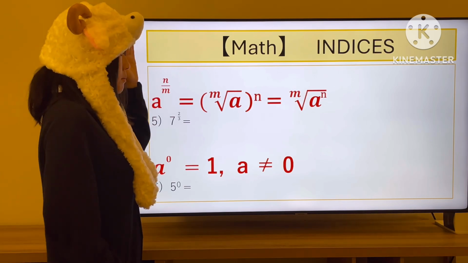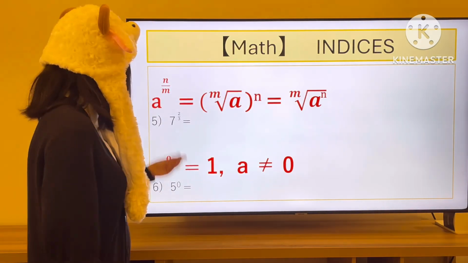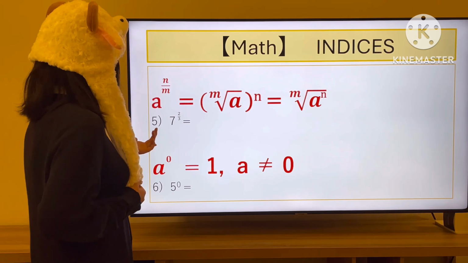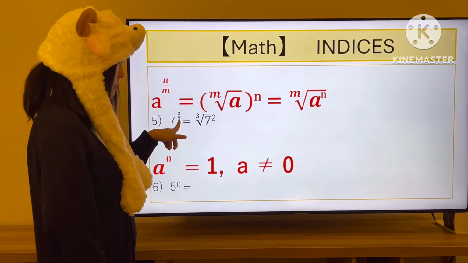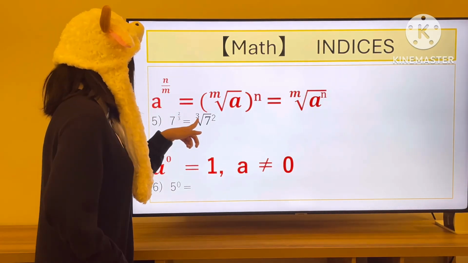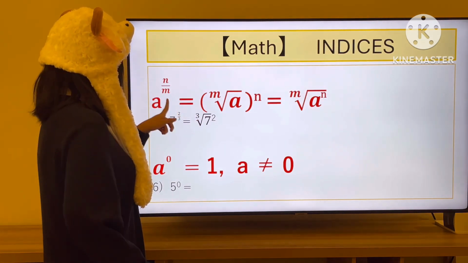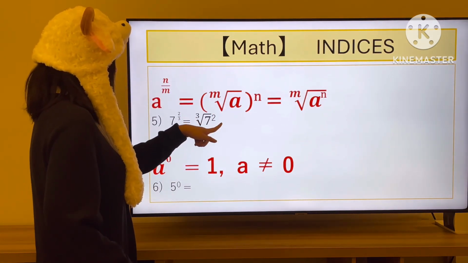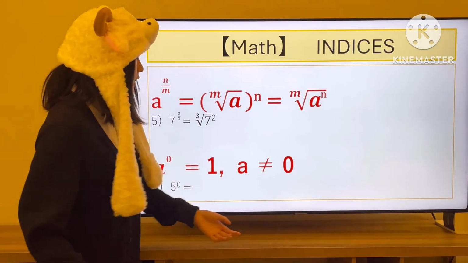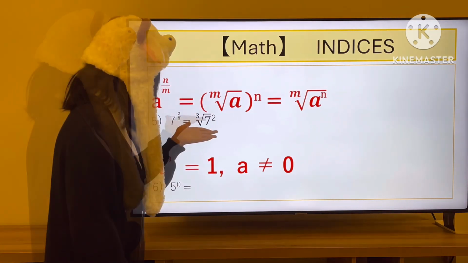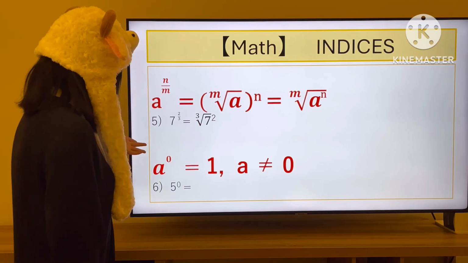And if there is a number on top of the fraction, for example, 2 over 3, then it just means that the bottom would obviously, again, be the root, but the top number would be the power of the number inside of it. So for this example, it would be 5 to the power of 2, cube rooted.